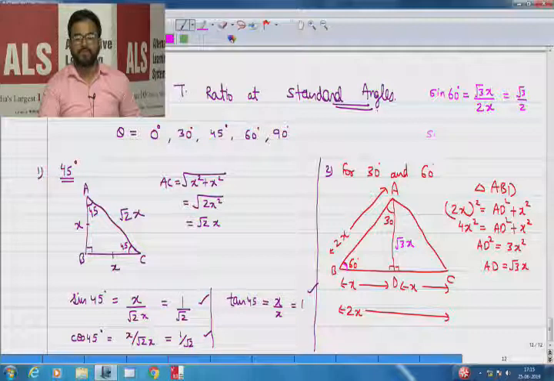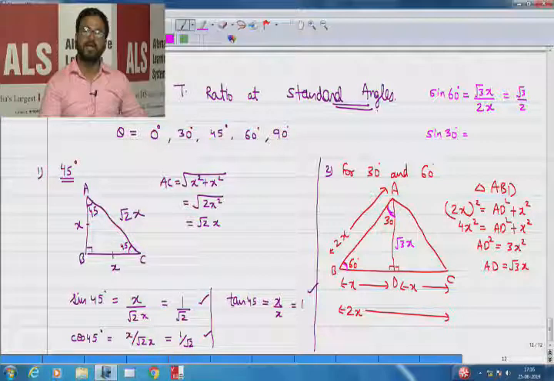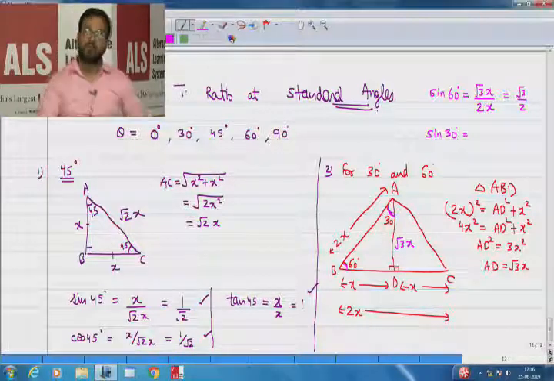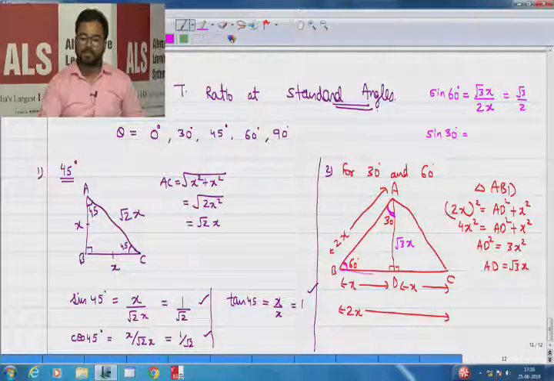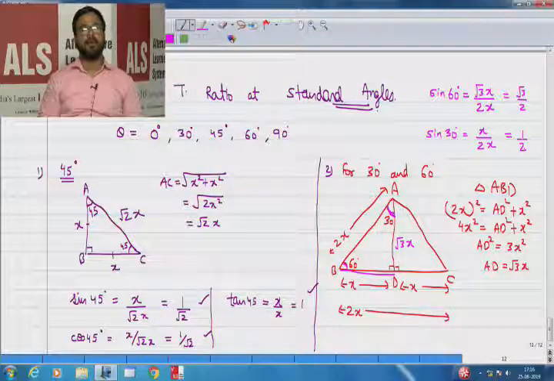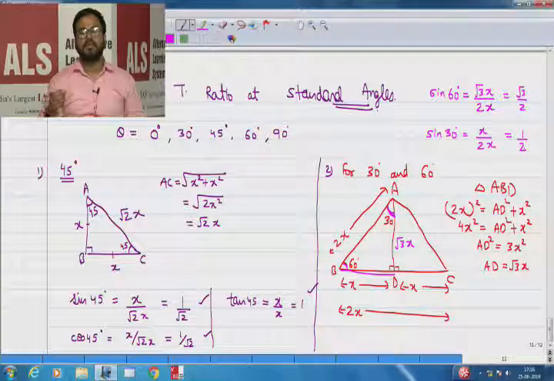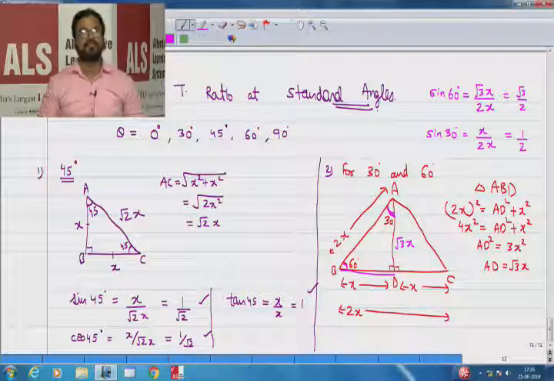Similarly, you can find sine of 30 degree also. For 30 degree, we have to consider this angle. If I am considering this as my angle, then opposite to this one will be the perpendicular. So this time perpendicular is x and hypotenuse is still 2x. So x over 2x, that is 1 by 2. In the same way, you can find the value for tan 60, tan 30, cos 60 and cos 30 also.